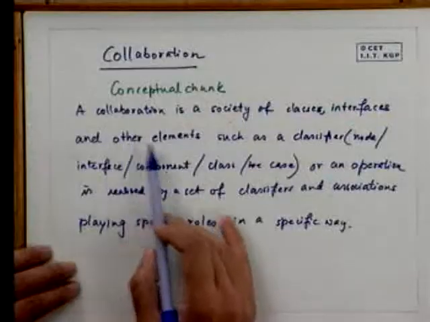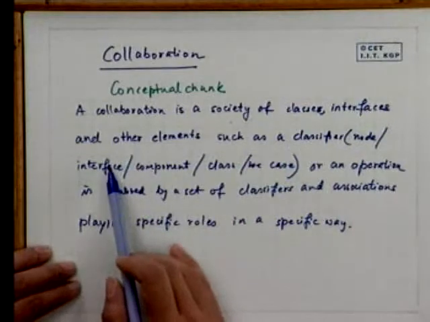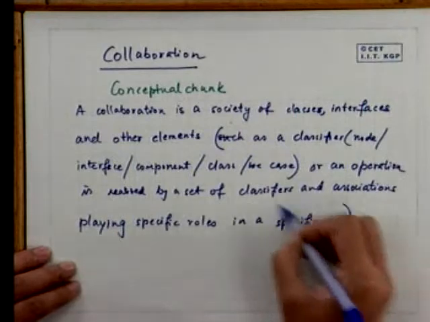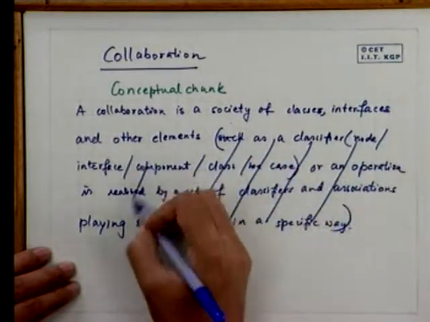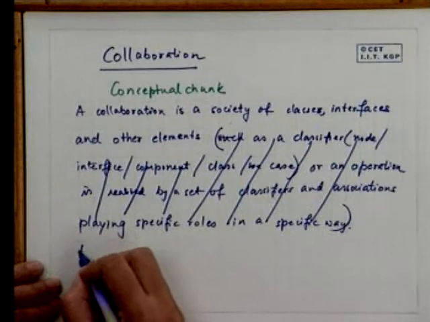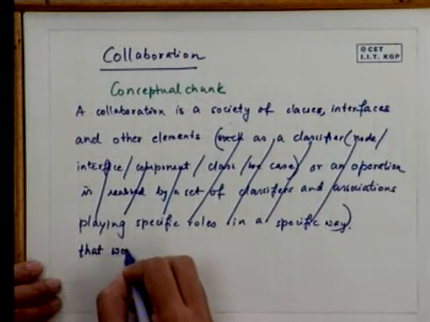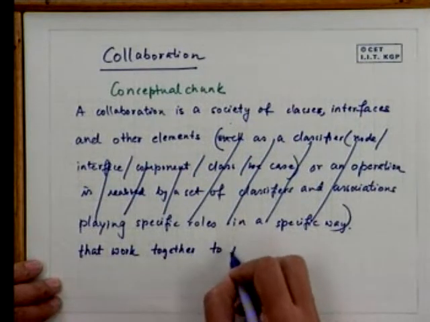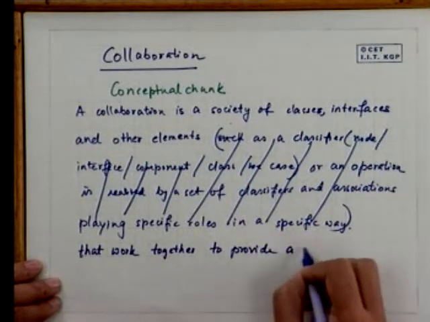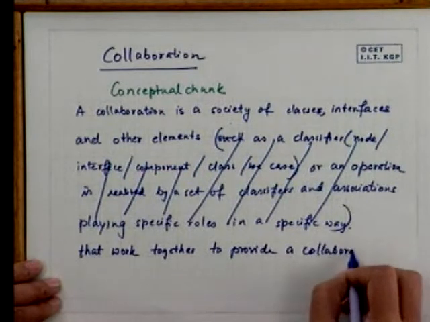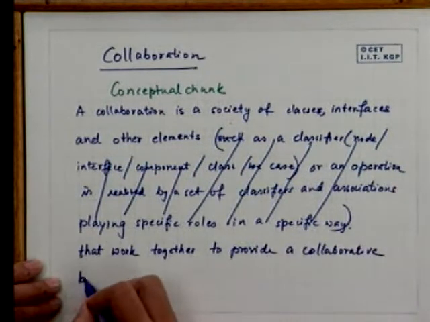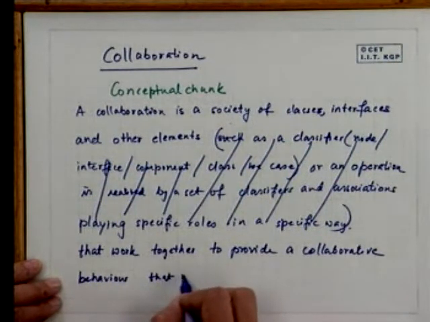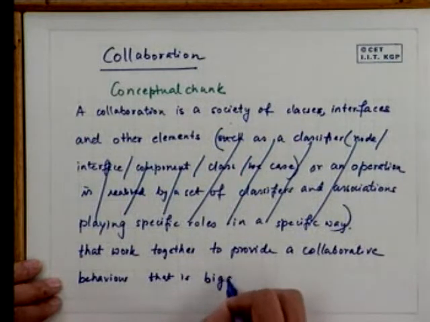A collaboration is a society of classes, interfaces, and other elements, and these elements work together to provide a collaborative behavior that is bigger than the sum of its parts.